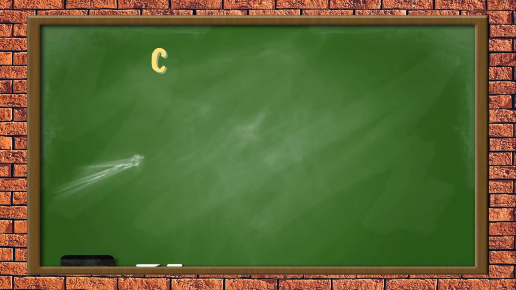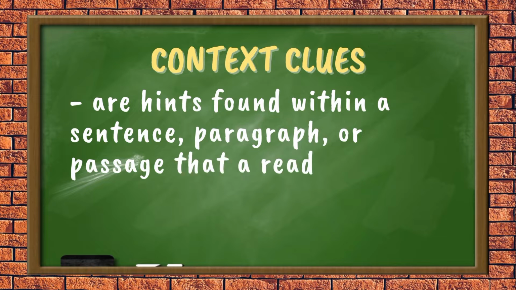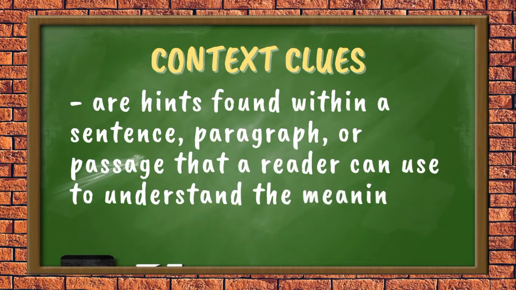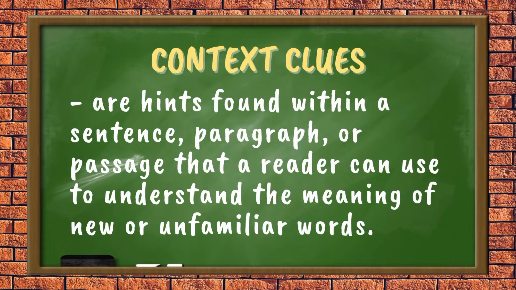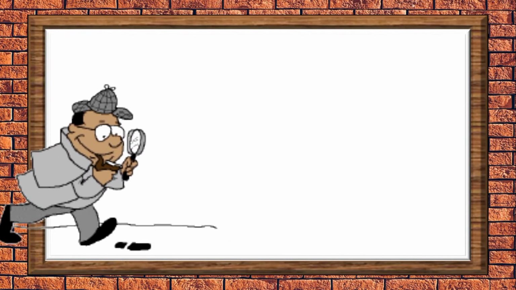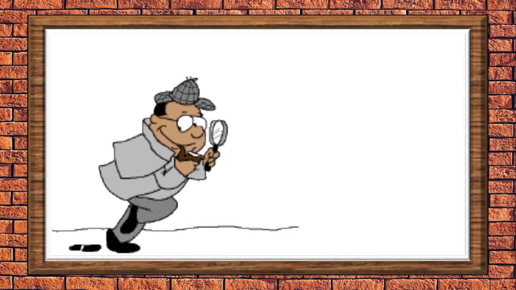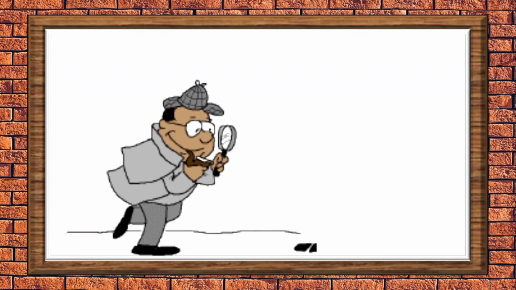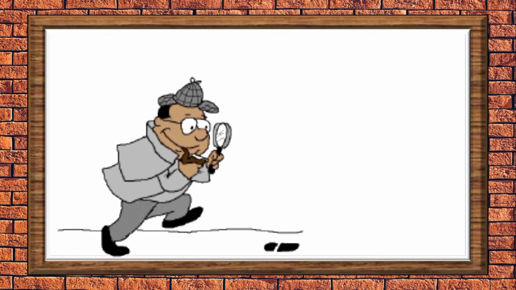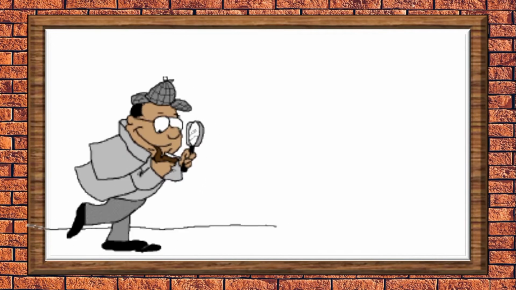You may ask, what is a context clue? Context clues are hints found within a sentence, paragraph, or passage that a reader can use to understand the meaning of new or unfamiliar words. It is just like being one of the characters of famous detective stories that most young people like you love to read or watch. Unlocking a context clue is like solving a good mystery, like what Sherlock Holmes or Detective Conan does.